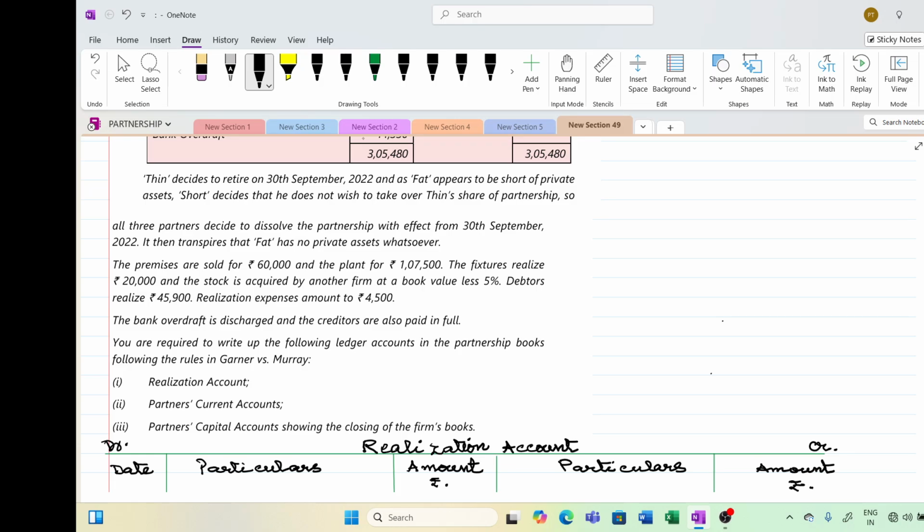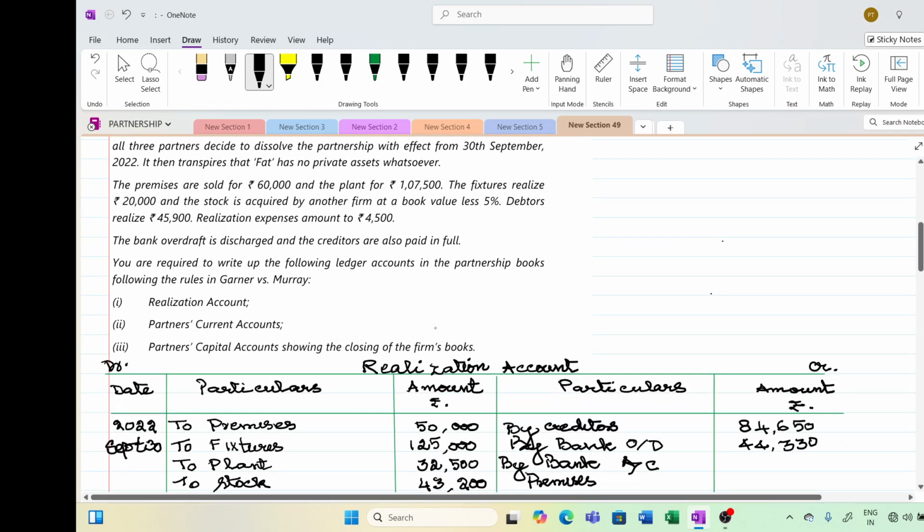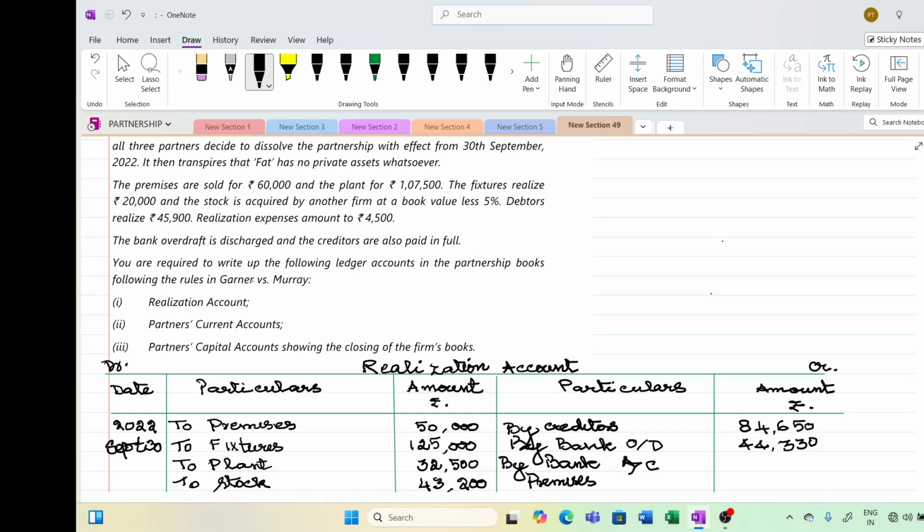Okay, the bank overdraft was also discharged and the creditors were also paid in full. They have made the payment. And you are required to write up the following ledger accounts. That is realization account, partners' current account and capital account showing the closing of the firm's books.